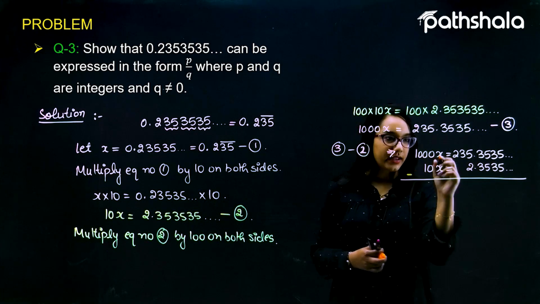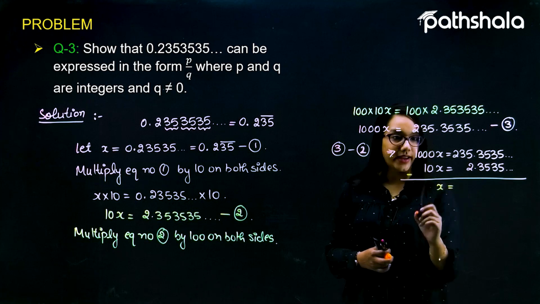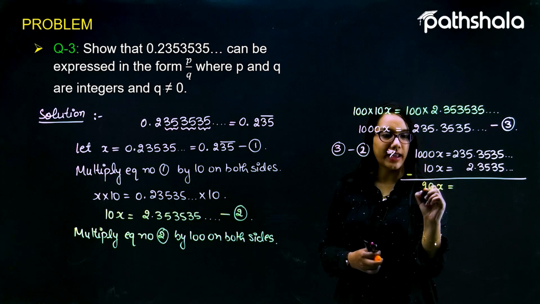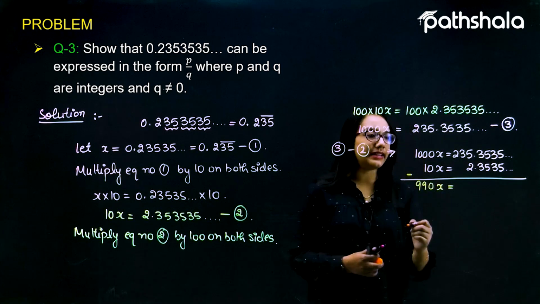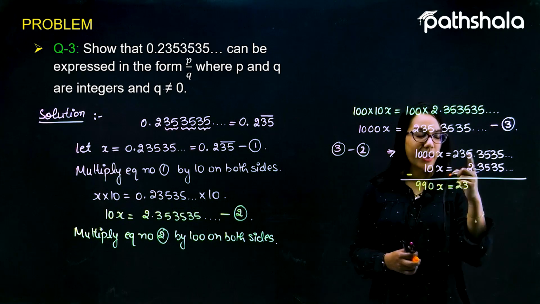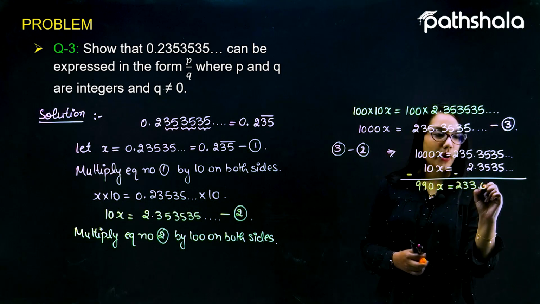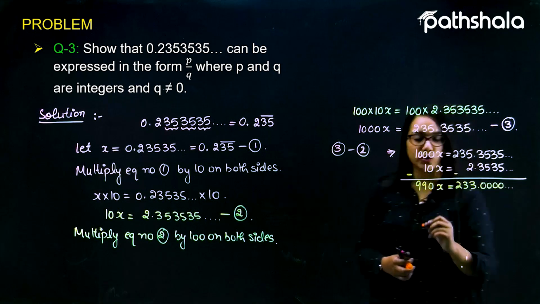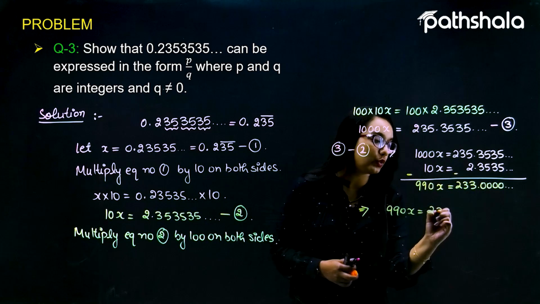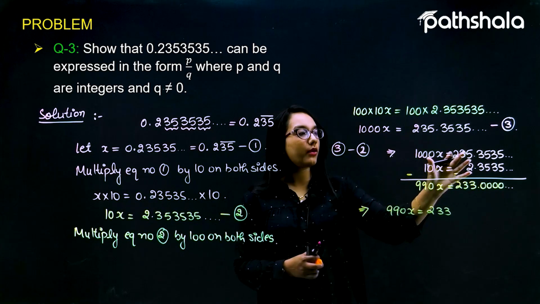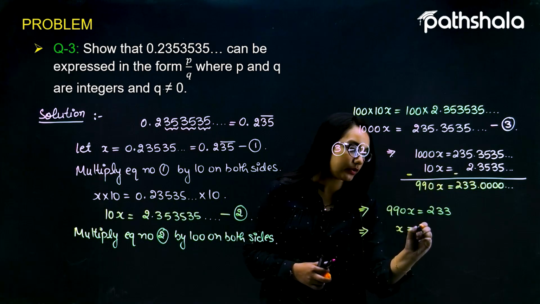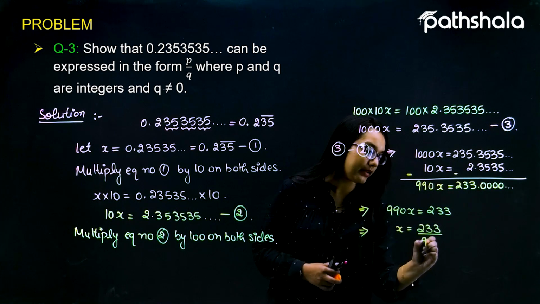So the answer would be: for x, 1000 minus 10, which is 990, so 990x, which is equal to, after subtracting these two, 235 minus 2, which is 233.0000 and so on. So we get the equation 990x equal to 233, after subtracting equation number 3 and 2 altogether. So the answer for x here is 233 divided by 990.